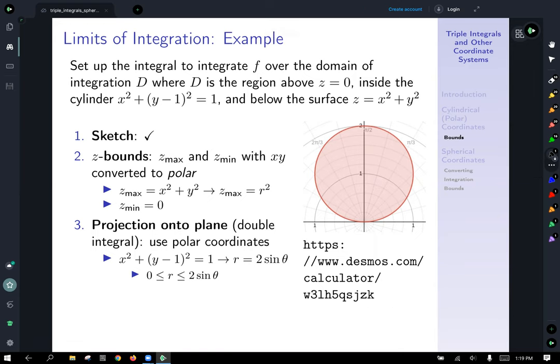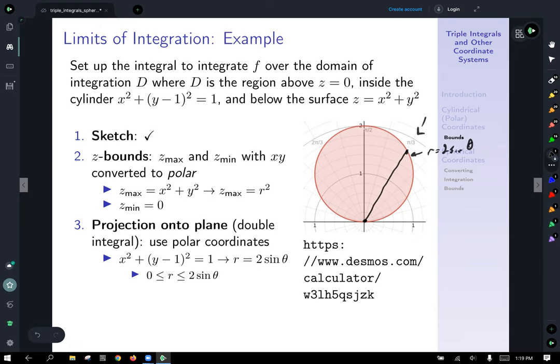Okay, so our r bounds are going to vary between 0 and 2 sine of theta. In the picture, let's pick any angle, I'll pick pi over 3 here just because it's convenient. Now let r vary. How far do we want r to vary? We want r to vary right until it hits here. What is this curve? That curve is defined by r equals 2 sine of theta. So we're going to let it vary between 0 and 2 sine of theta.